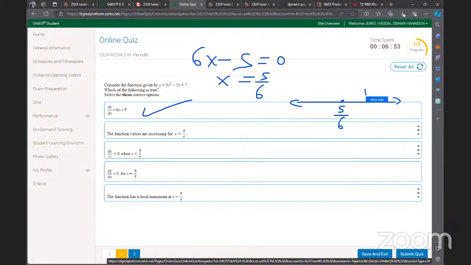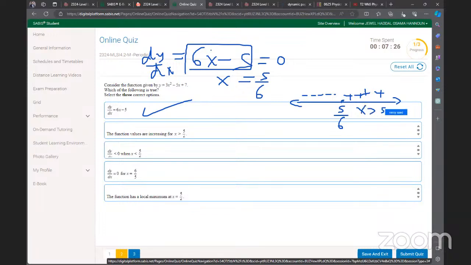So let's consider 1. I will substitute it in my dy over dx. 6 times 1 is 6, minus 5 is 1. That means our number is positive, so I will put positive on this side. And if I substitute a number before 5 over 6, which will be 0, 6 times 0 is 0, minus 5 is negative 5. So the answer is negative. That means when x is greater than 5 over 6, this function is increasing, and when x is less than 5 over 6, this function is decreasing.